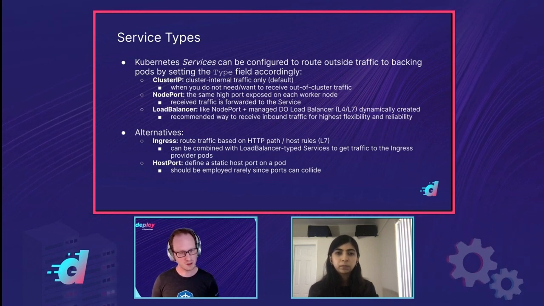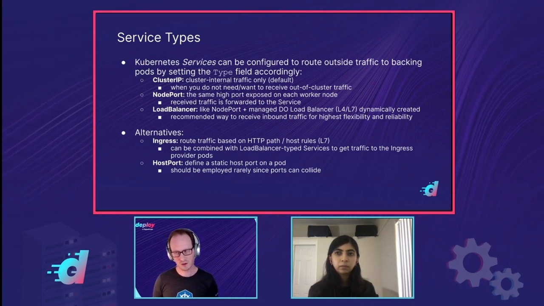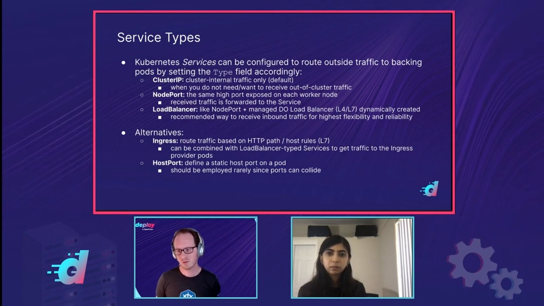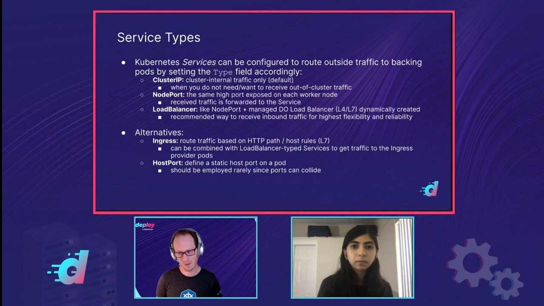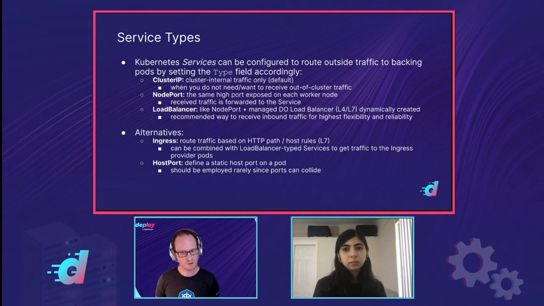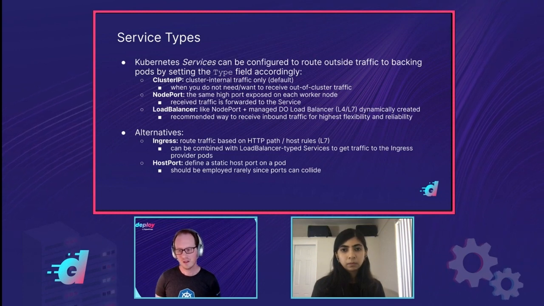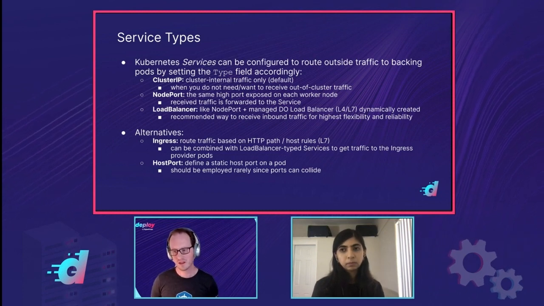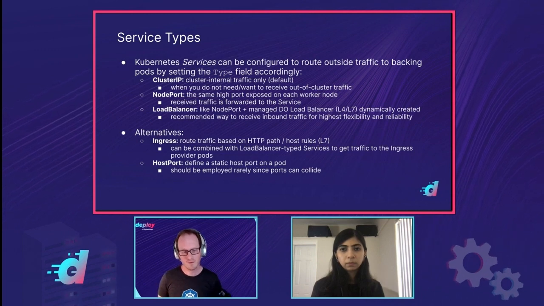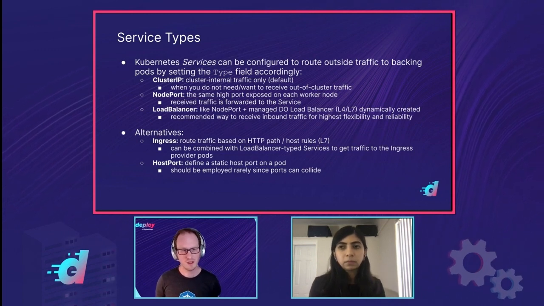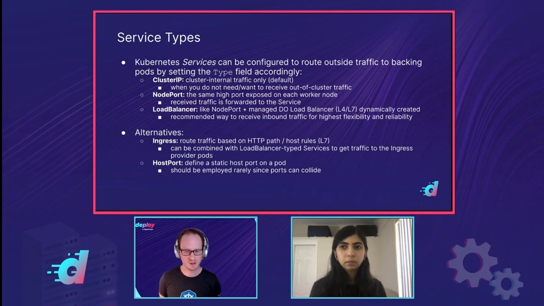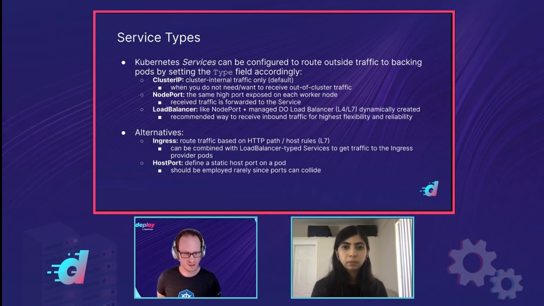And finally, there's load balancer, which is very similar to node port. It actually builds on top of node port from a technical perspective. And what it gives you is a DO load balancer being created and managed fully dynamically. So you do not have to worry about its lifecycle a lot. And then you can basically route either L4 or L7 traffic into your cluster. This is the way we usually recommend to ingress traffic because it provides for the highest flexibility and reliability. And we'll get into the details of that later.